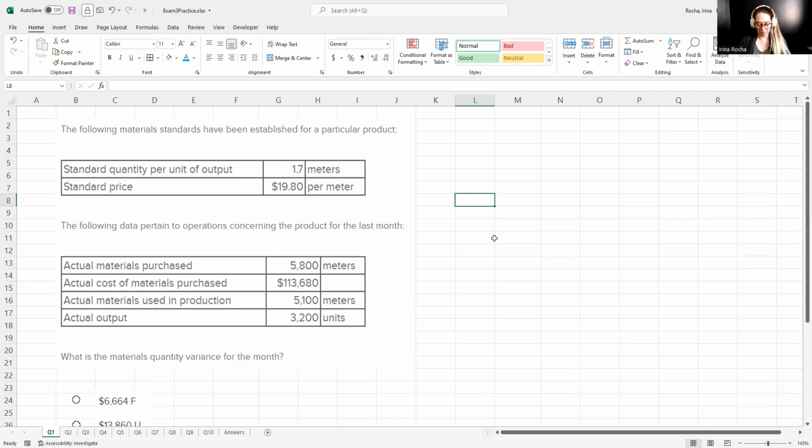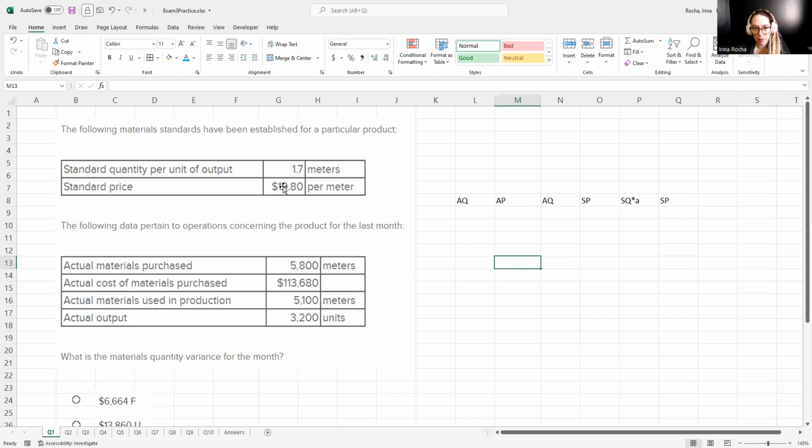So I would do, it's the 3 A's first. So actual quantity, actual price, and then we have actual quantity again. Now the 3 S's: standard price, and then standard quantity allowed for that amount, and the standard price again. So let's get these numbers first.